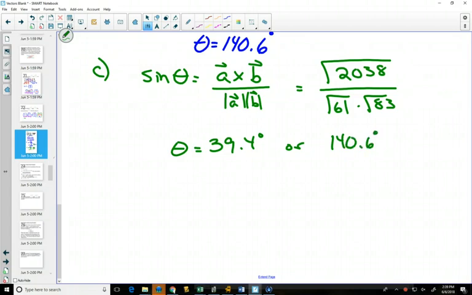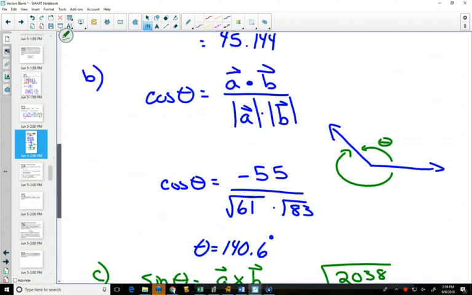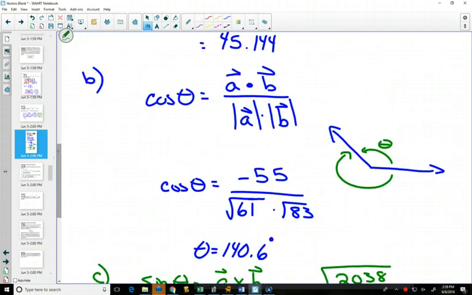So the problem with the cross product is now we don't know which one it is, whether it's the acute angle or the obtuse one. The dot product is better for this reason. So if I did decide to use the cross product and I got this, I might use the dot product just to find out that it's negative. And when the dot product is negative, your angle is obtuse. When the dot product is positive, your angle's acute.